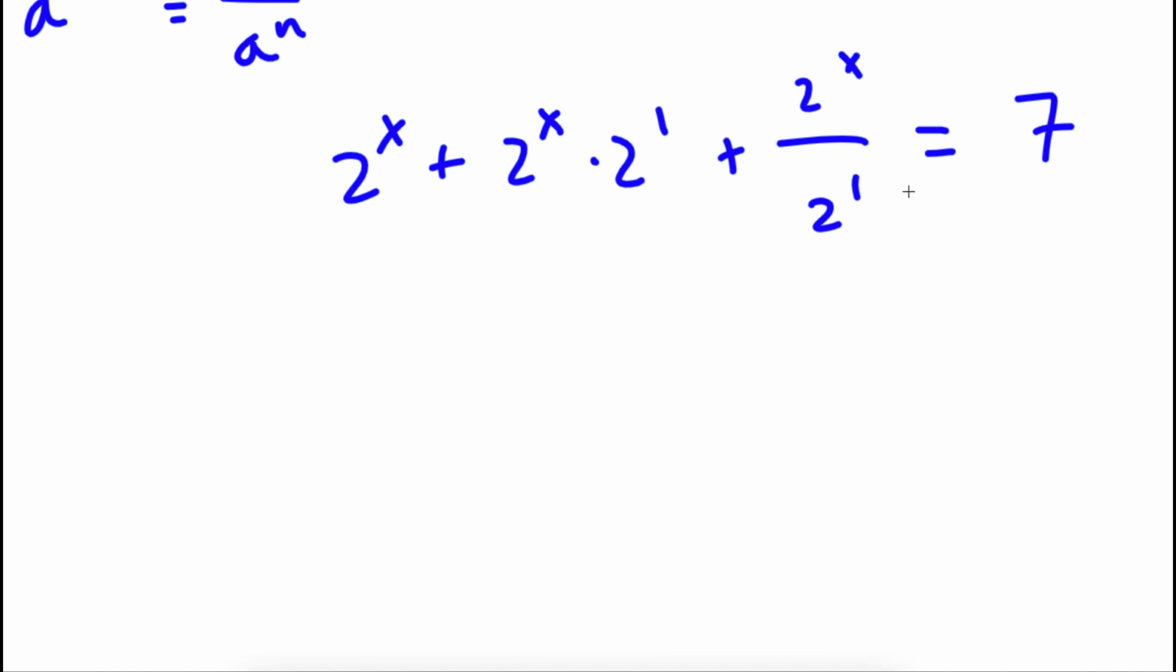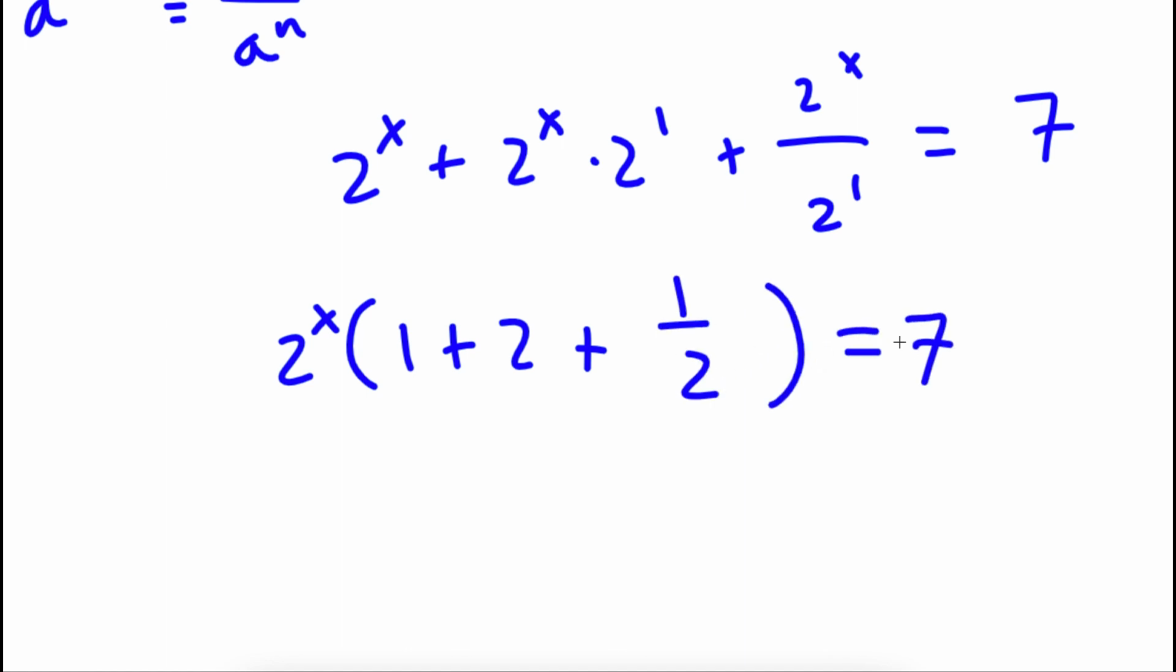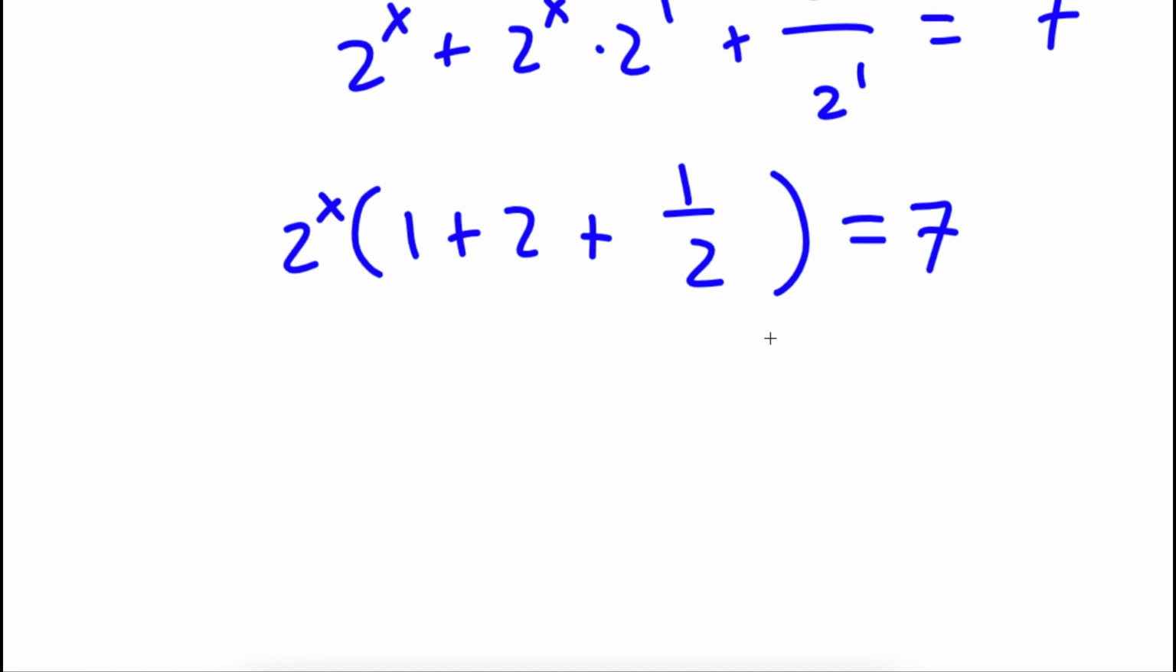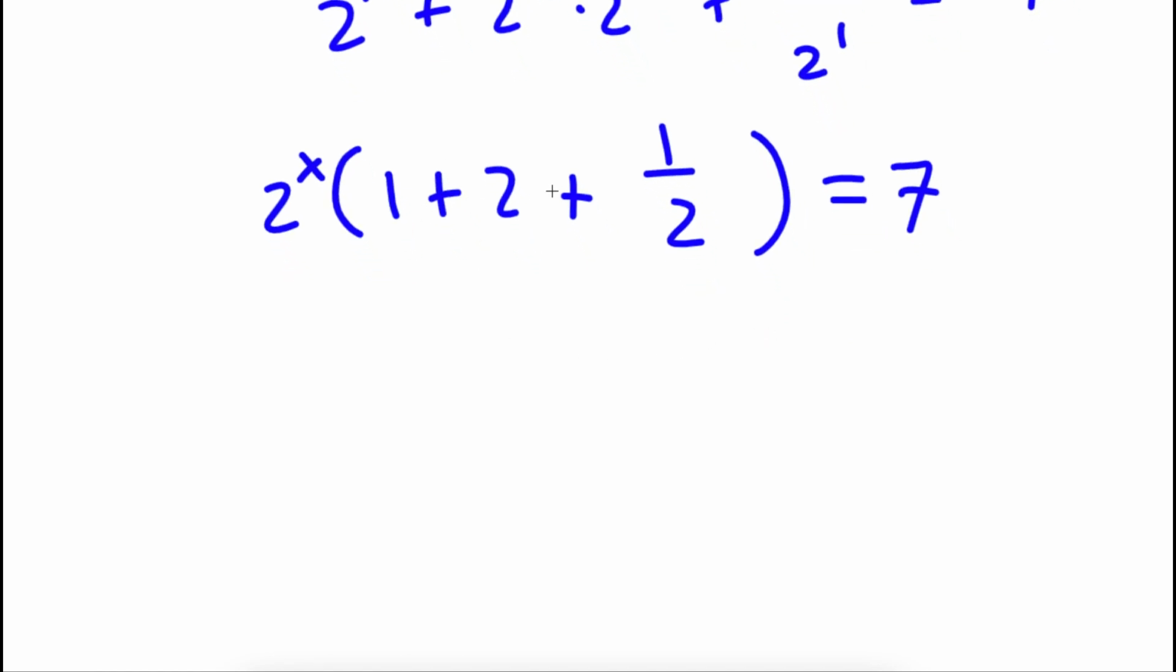Now, if I factor out 2 to the power of x from my left-hand side here, I get 2 to the power of x times 1 plus 2 plus 1 over 2. Now this is equal to 7. Now 1 plus 2 is 3, and 3 plus 1/2, that's going to be 7 over 2. So now I have 2 to the power of x times 7 over 2 is equal to 7.